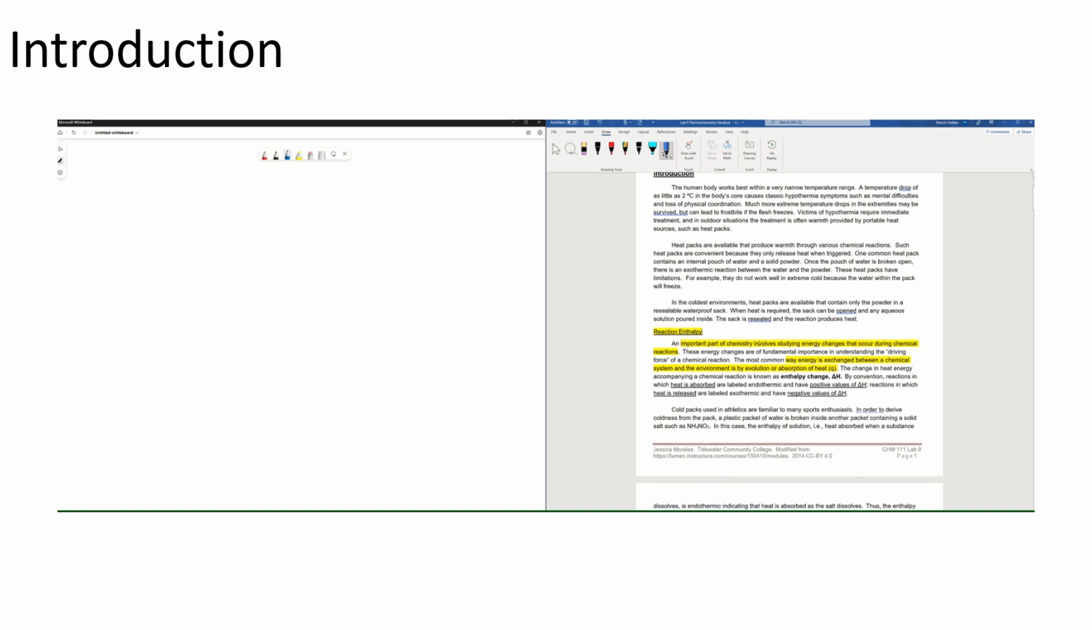So enthalpy is just a really fancy way of saying change in heat, okay? The change in heat energy accompanying a chemical reaction is known as enthalpy, and we always look at that in terms of change in enthalpy. That's what that little triangle means. That's a delta. That means change. Change is always final minus initial. So by convention, reactions in which heat is absorbed are labeled as endothermic and have positive values of delta H.